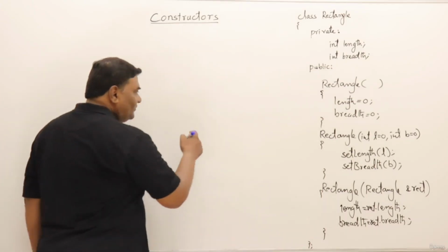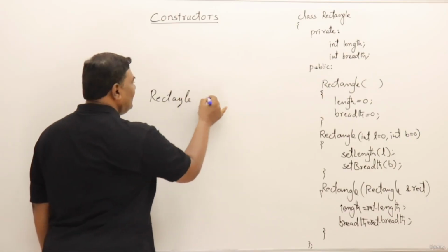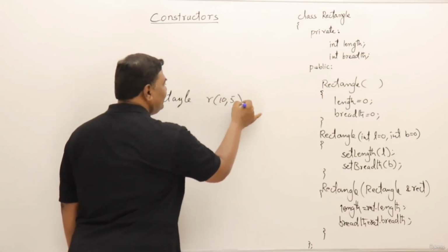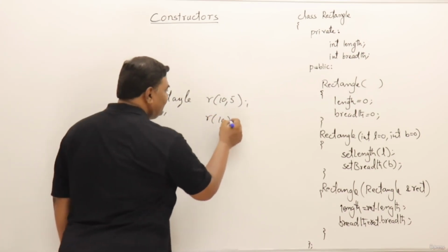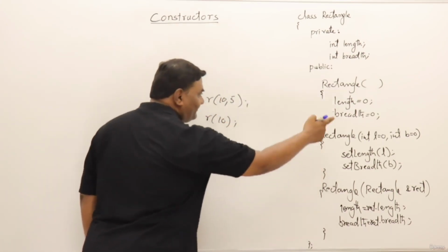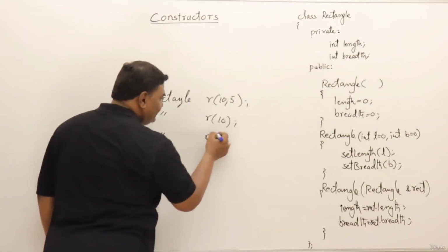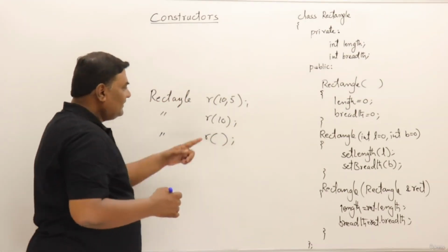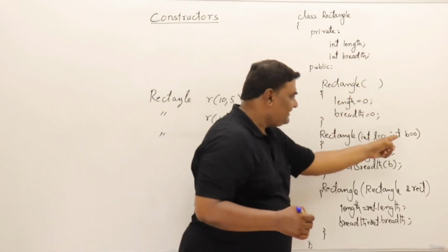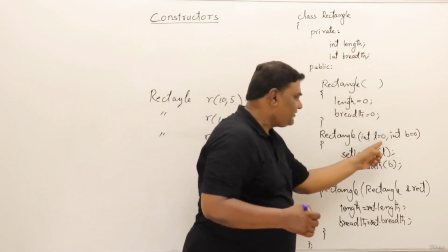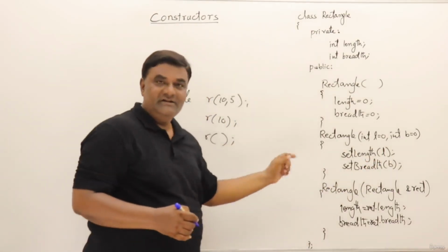Now if I say rectangle R with 10, 5, this constructor will be called. If I say rectangle R just 10, then this same constructor is called, breadth value is 0 and length value is 10. If I pass nothing, then no arguments. This is also there. I can call this without passing any argument because both are 0, 0. So this also acts as a no-argument constructor.